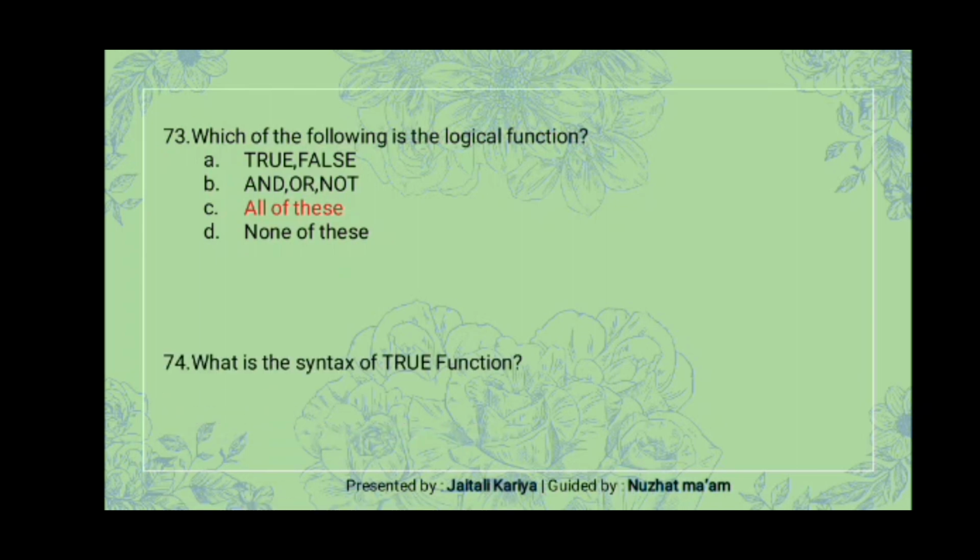73. Which of the following is the logical function? A. True and false, B. And, or, not, C. All of this, and D. None of this. And the correct answer is C, that is all of this.